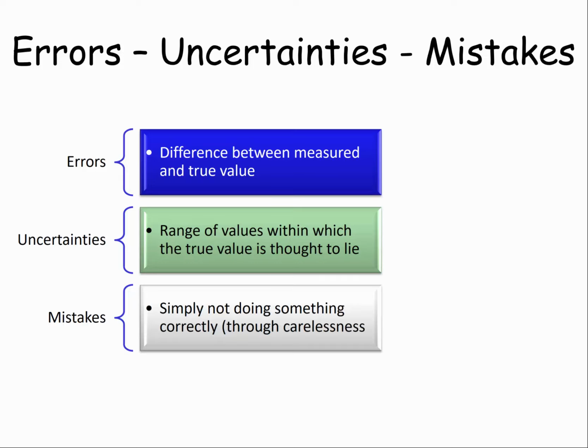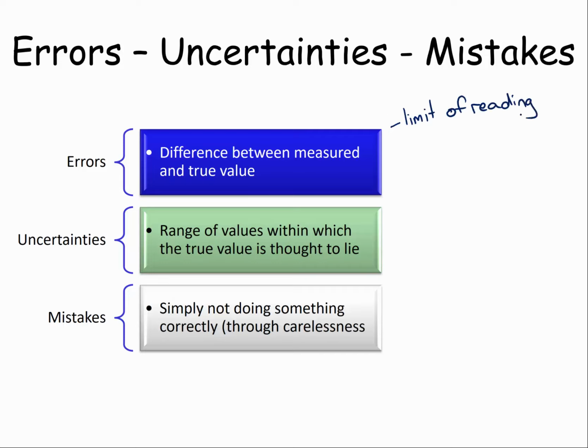An error is the actual difference between a measured value and the true value. Errors are unavoidable when you take measurements in any experiments that you do, and they can be due to various things. So sources of error can be from the limit of reading of a measuring instrument, for example, the size of the divisions on a ruler.